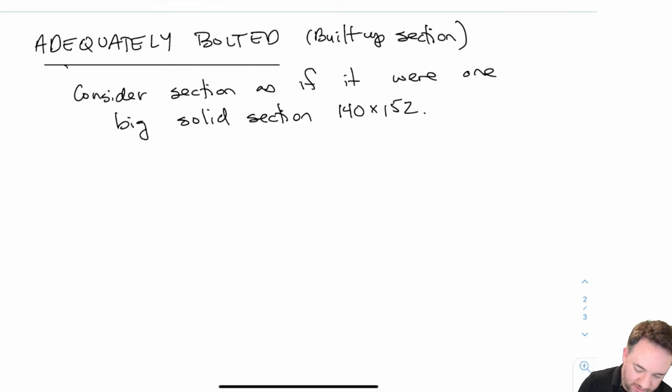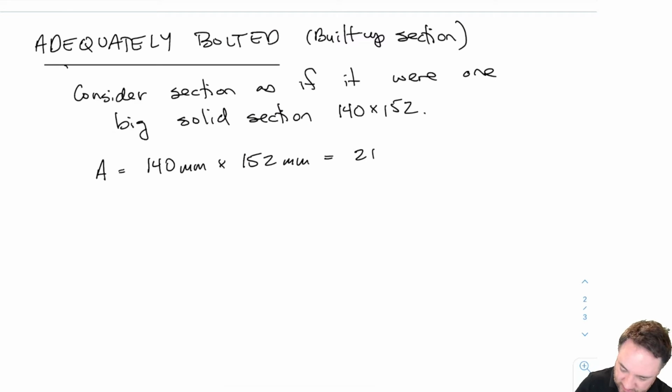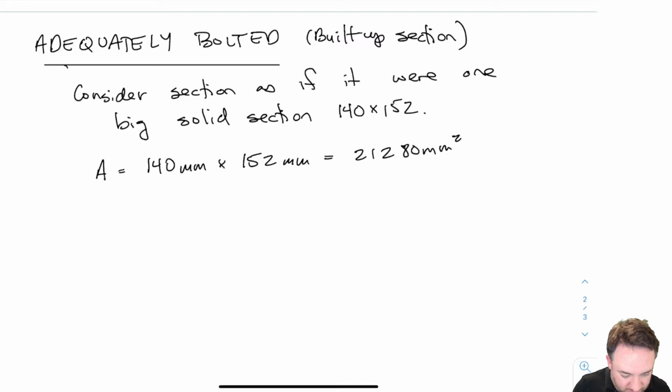Okay, so if I want to calculate this, let's start by calculating our cross-sectional area, which, since we're considering this to be one big section, is 140 millimeters times 152 millimeters. And we come out with 21280 millimeters squared. Okay, and we can calculate our K_ZC. Okay, so sorry, that's going to apply to all of the analyses. So now let's calculate our strong axis and weak axis separately. Let's start with the weak axis buckling.